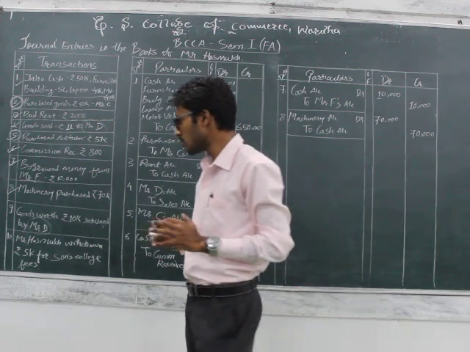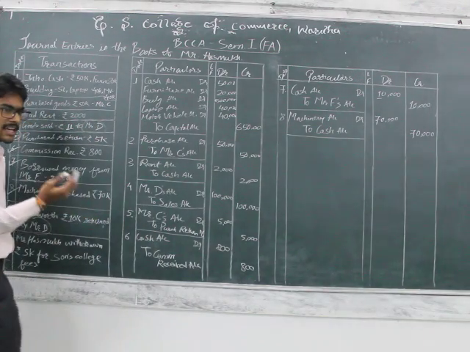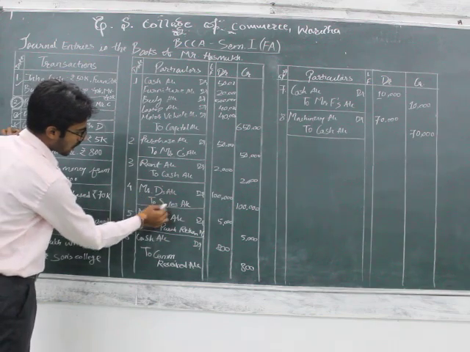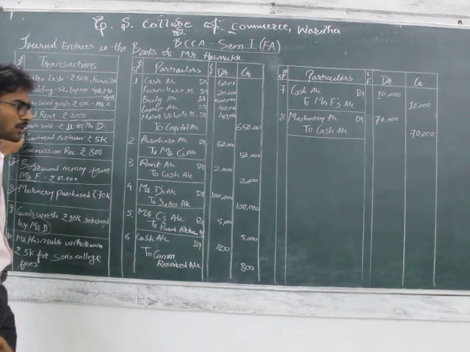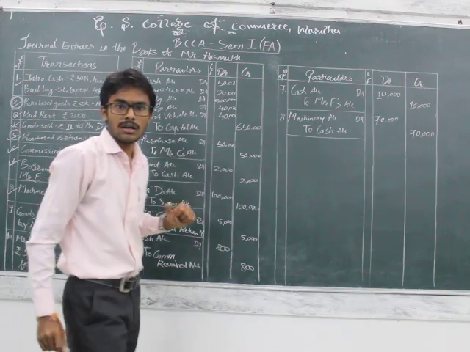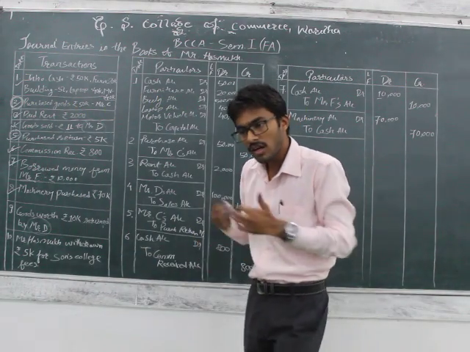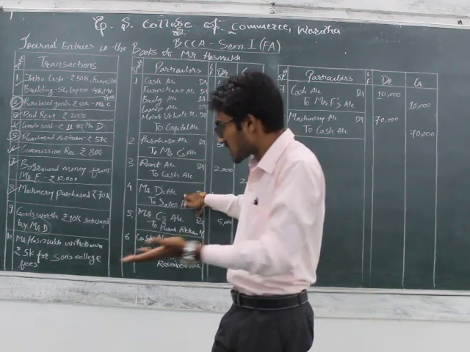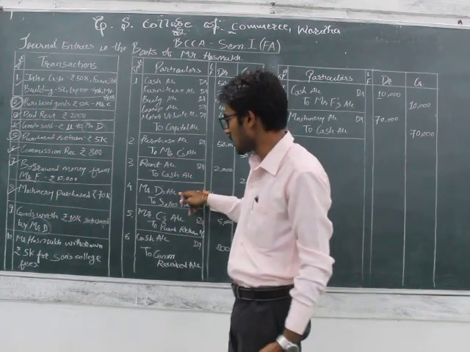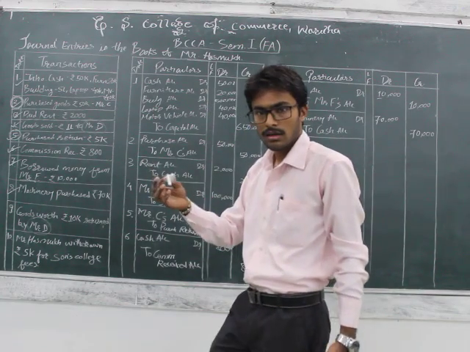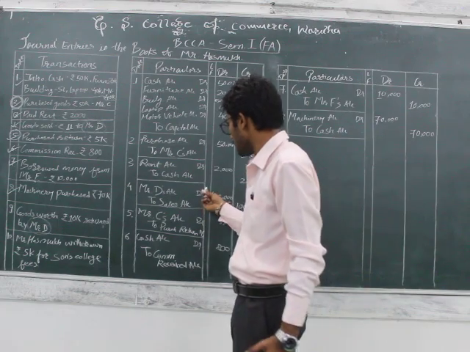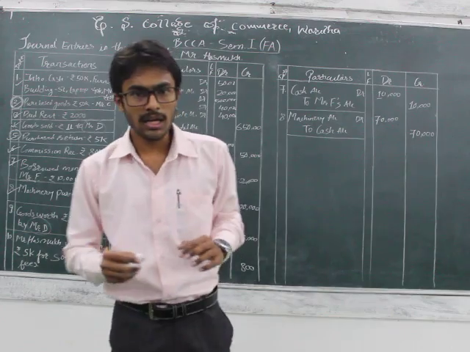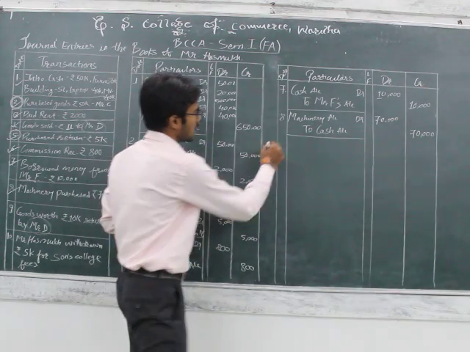Okay, so at the time of selling we passed the journal entry, the 4th one, Mr. D's account debit to sales account. Now we are receiving from Mr. D. When we gave goods to Mr. D, we passed this entry. Now Mr. D is returning goods back, so we have to return money to Mr. D. So this 4th entry will be taken as the base for our 9th entry.